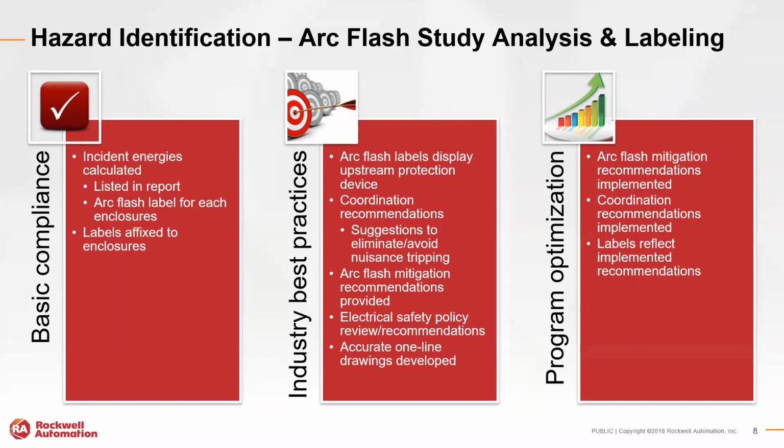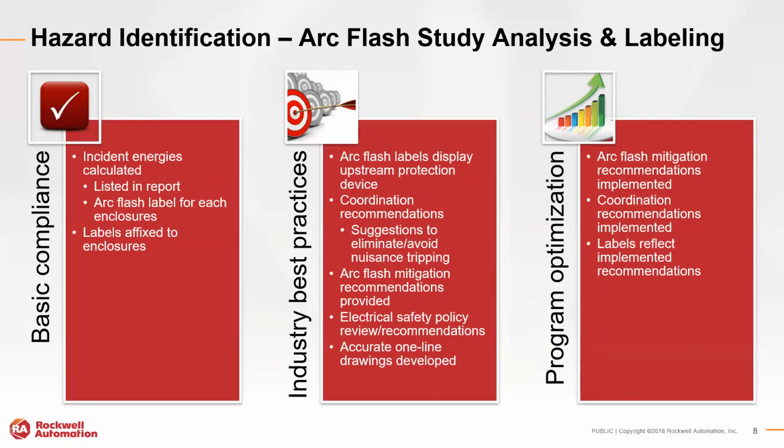Coordination recommendations should be identified to help avoid nuisance tripping. Recommendations to reduce your incident energy level as well could be provided. Like I mentioned before, those changes may include modifications to the settings of your existing circuit breakers. A lot of times there's cases where you may have existing breakers, and if you were to change the setting of the instantaneous trip setting or some other dial settings, you could pretty easily and very quickly reduce the downstream Arc Flash hazard for the panels and enclosures that are downstream of that breaker.